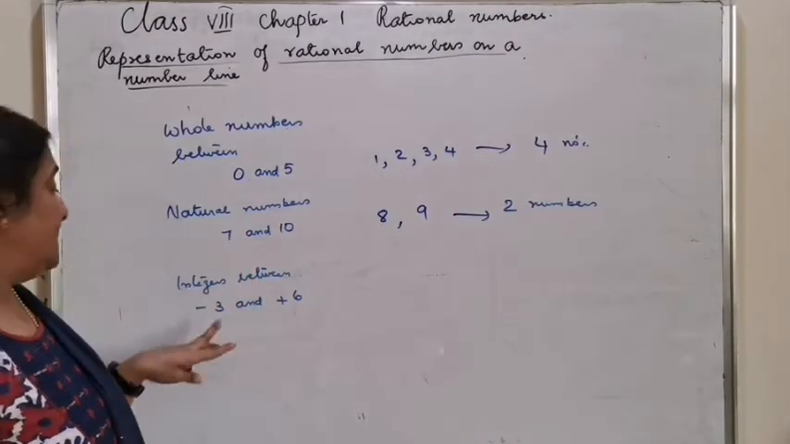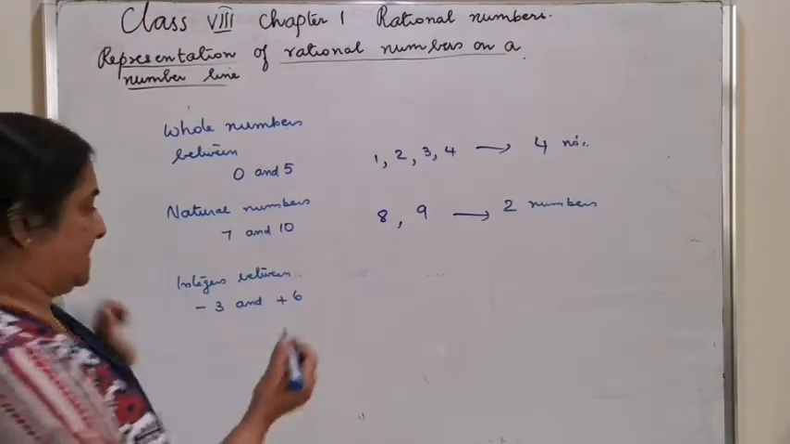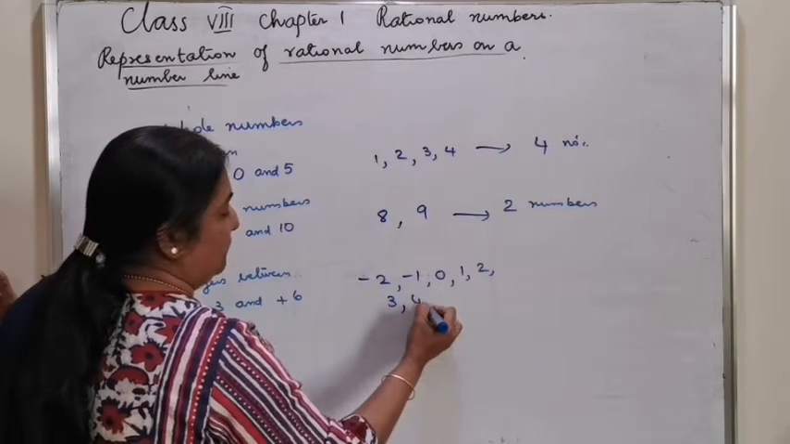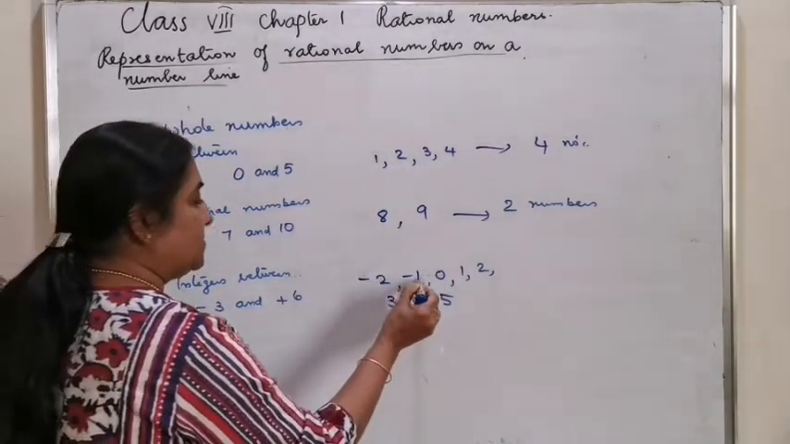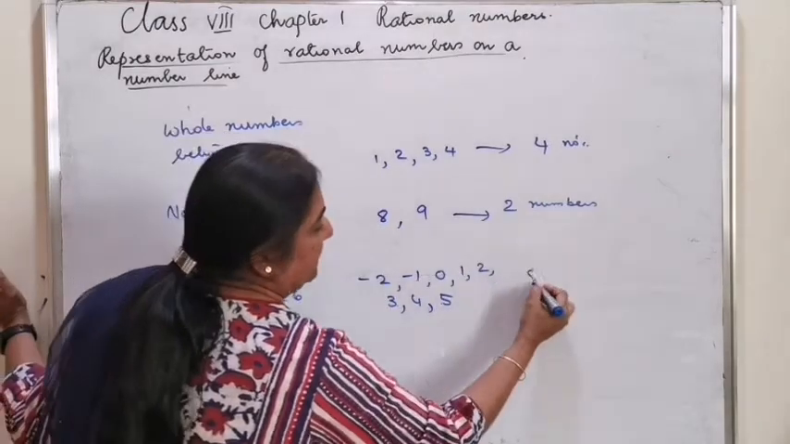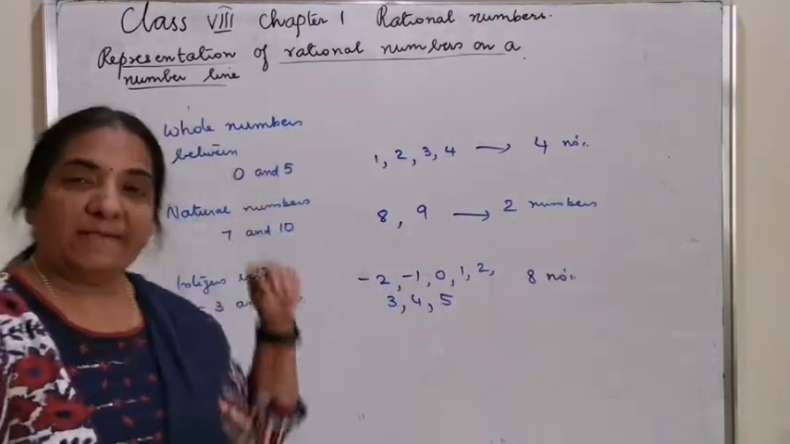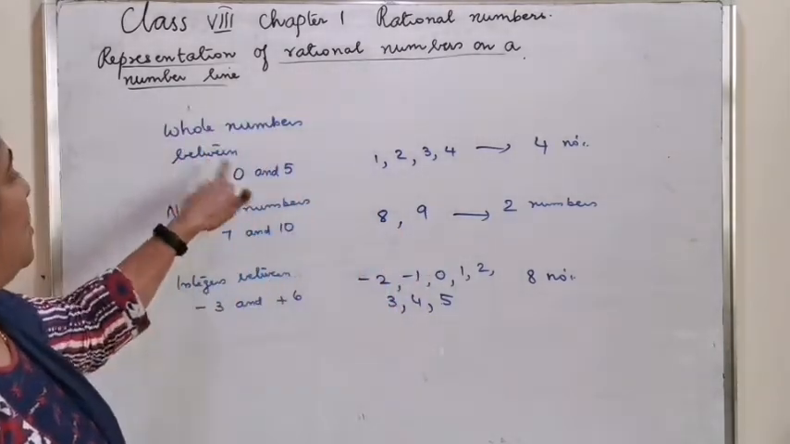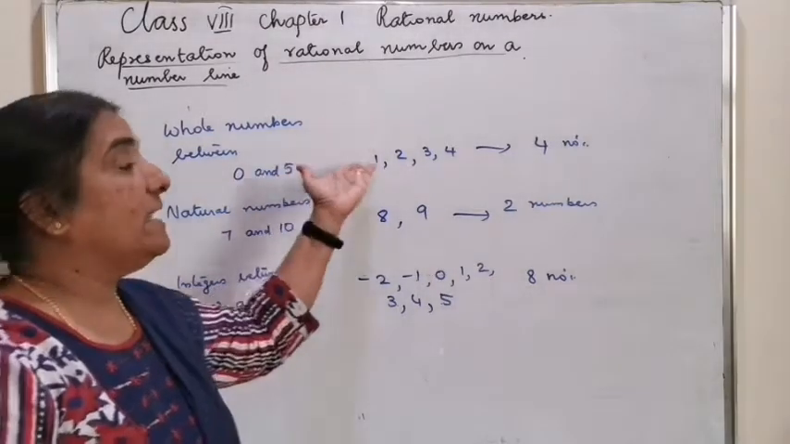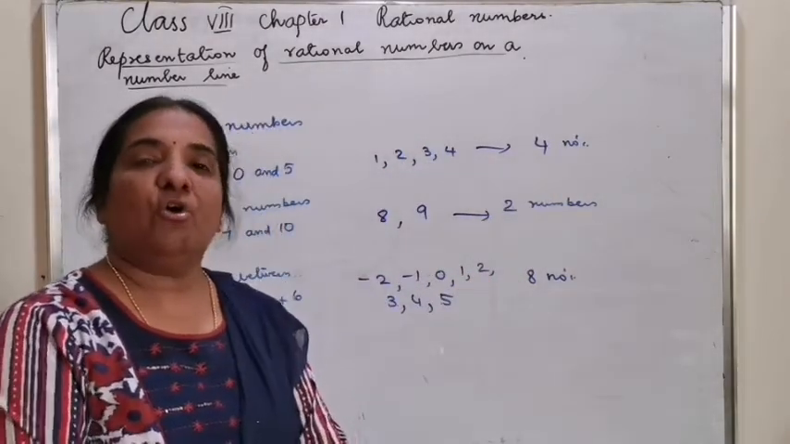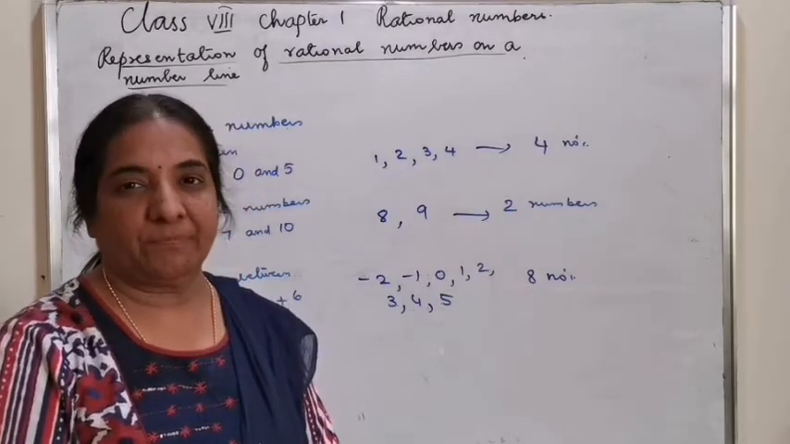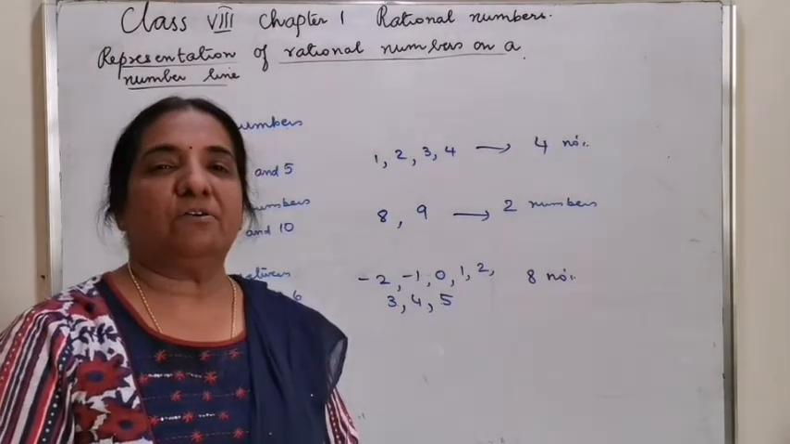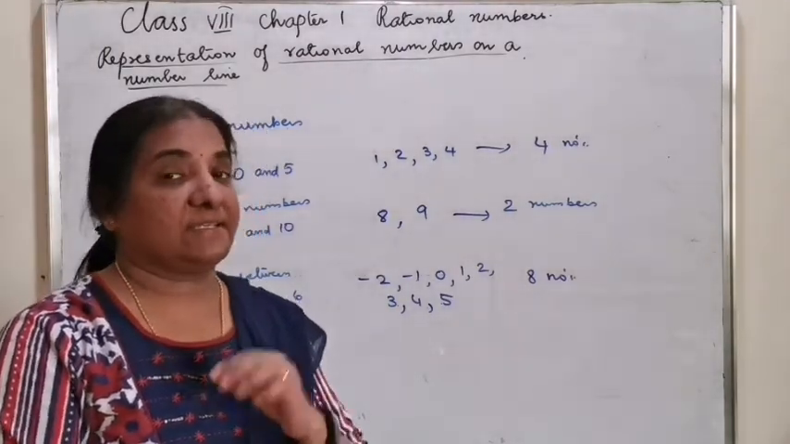How many integers between minus 3 and plus 6? It is minus 2, minus 1, 0, 1, 2, 3, 4, 5. That is 1, 2, 3, 4, 5, 6, 7, 8. There are 8 numbers. Why did I show all this? It is because between any 2 whole numbers given, there are only a fixed number of whole numbers in between them. Same way, between any 2 natural numbers, the number of natural numbers is fixed.